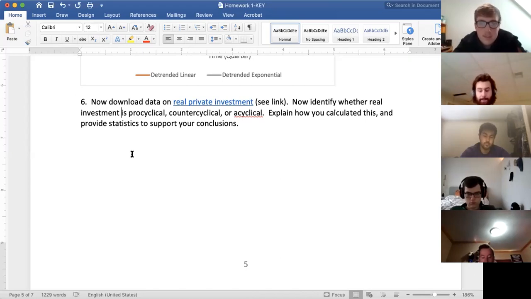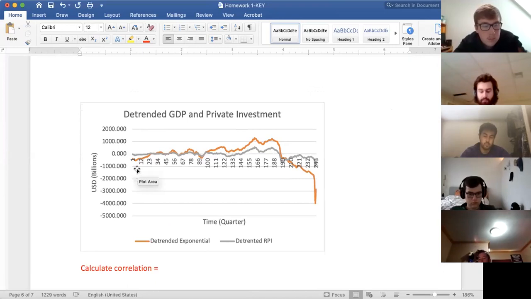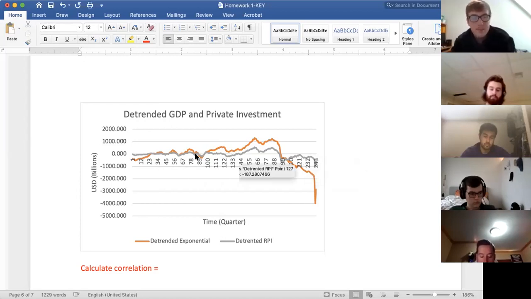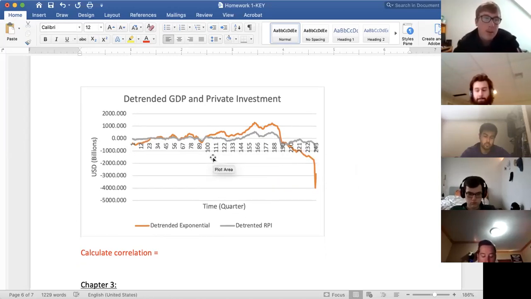Well, really what I want you to do is take real investment and detrend it, right? Real investment should follow exponential growth, just like GDP. And so if you detrend it, you get detrended exponential growth here, the orange line, right? And then the gray line is detrended GDP. No, I'm sorry, I got these backwards. The orange line is detrended GDP and the gray line is detrended investment. And so what's the relationship between these? It's pretty clearly pro-cyclical. They're positively related.